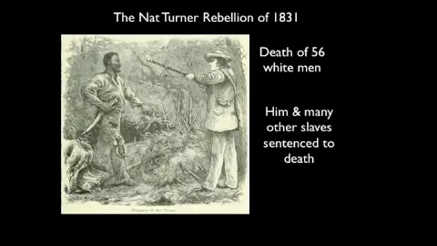The Nat Turner Rebellion of 1831. Nat Turner was a slave who led a rebellion in Virginia, and it resulted in the deaths of 56 white men. Also, he and many other slaves were sentenced to death afterward. This relates to justice because he was sentenced to death by the judge, who works for the government. Justice is the government and the people in office.